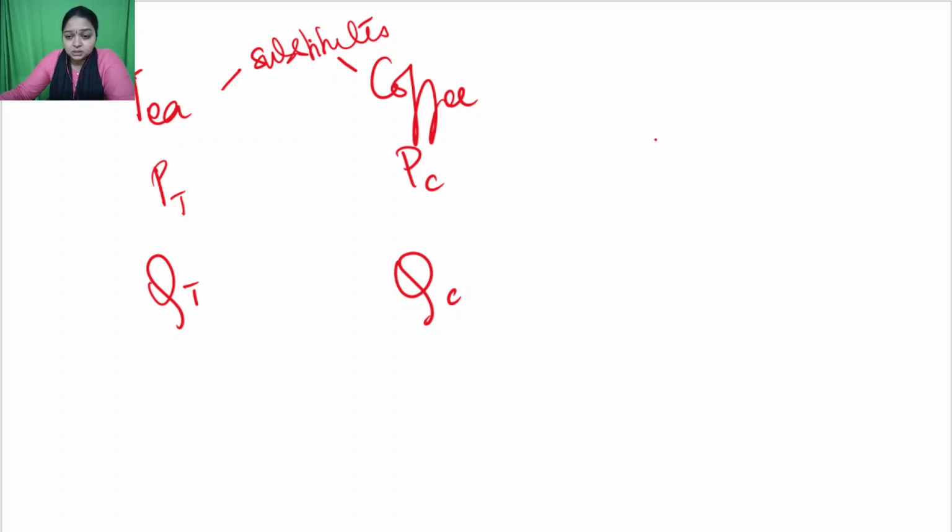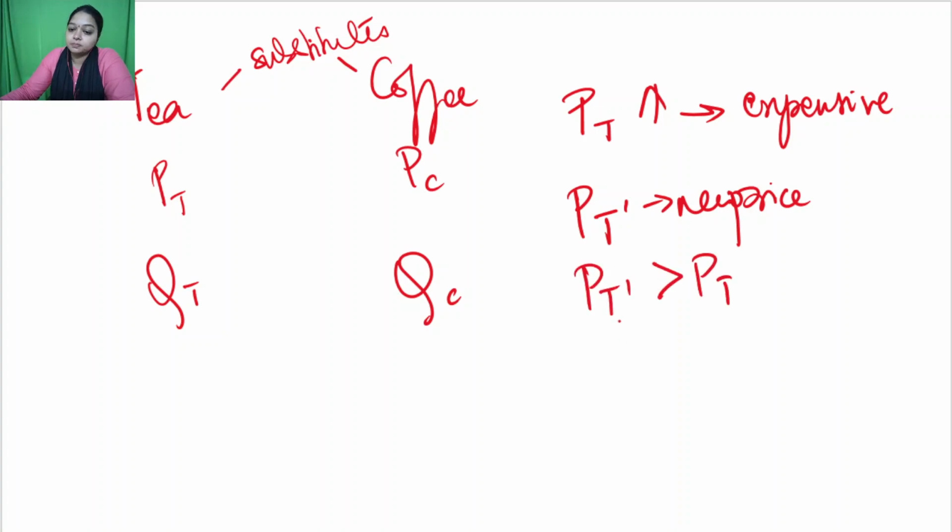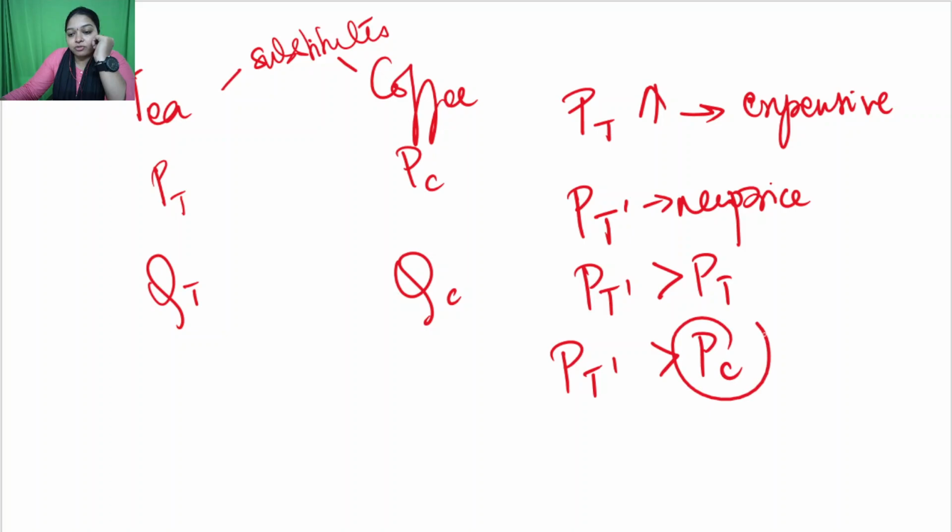Now, what happens? Let us say price of tea increases. Okay, price of tea increases means tea becomes expensive. Then what happens? Price of tea dash, which is the new price, PT dash is greater than PT. That means PT dash is also greater than PC, right? So that means coffee is more cheaper now.